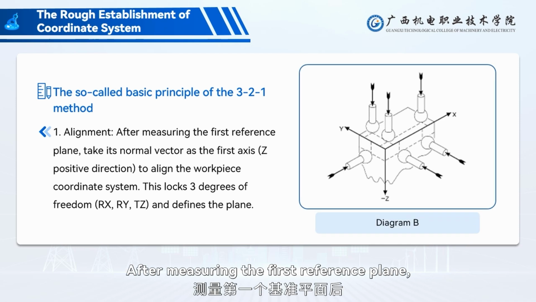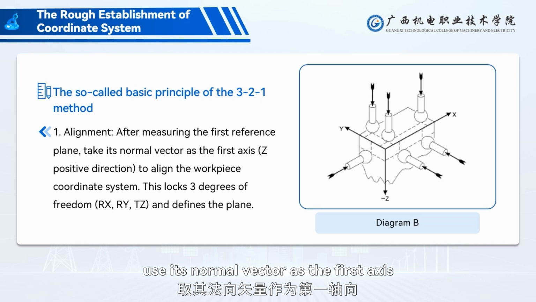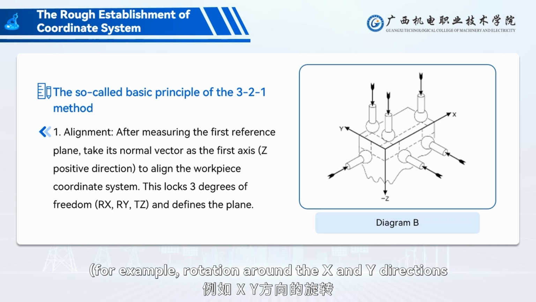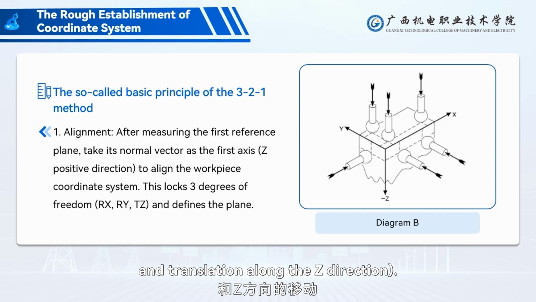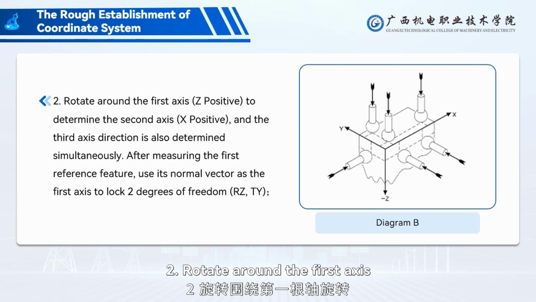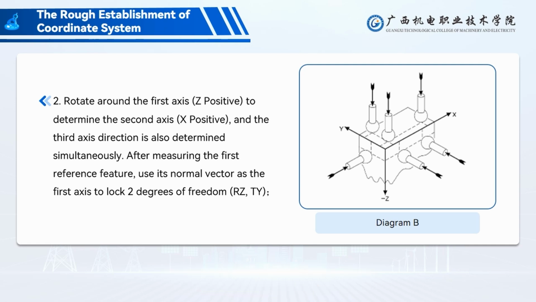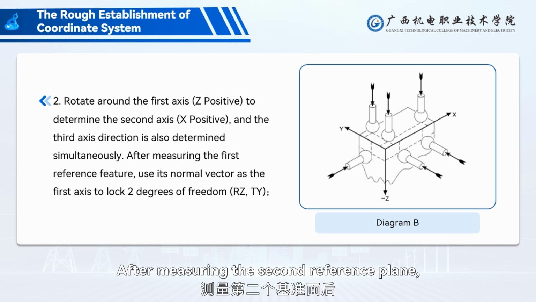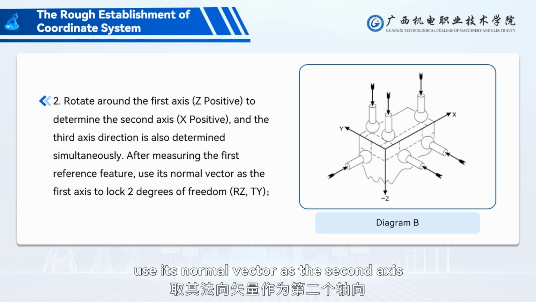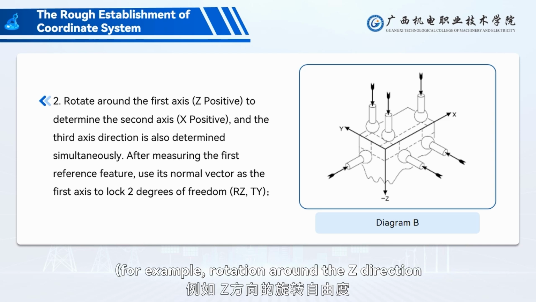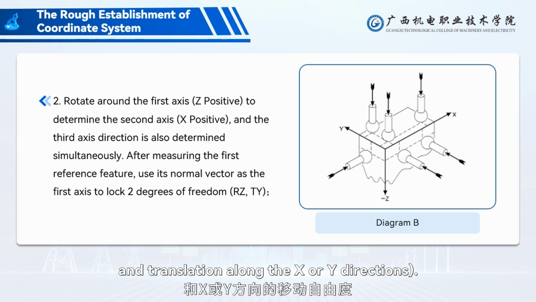1. After measuring the first reference plane, use its normal vector as the first axis to lock 3 degrees of freedom, for example, rotation around the x and y directions and translation along the z direction. 2. Rotate around the first axis to determine the second axis, and the third axis direction is also determined simultaneously. After measuring the second reference plane, use its normal vector as the second axis to lock 2 degrees of freedom, for example, rotation around the z direction and translation along the x or y directions.